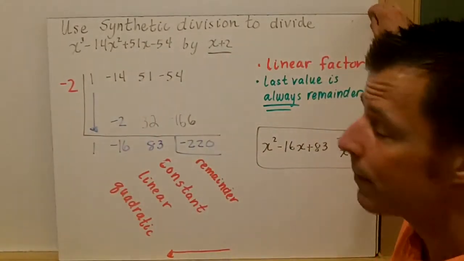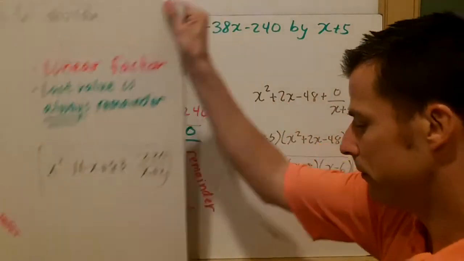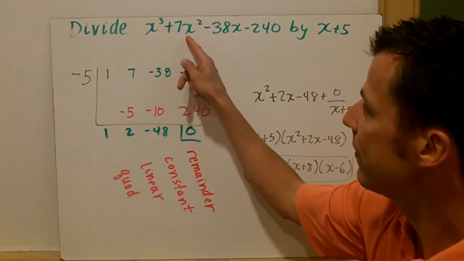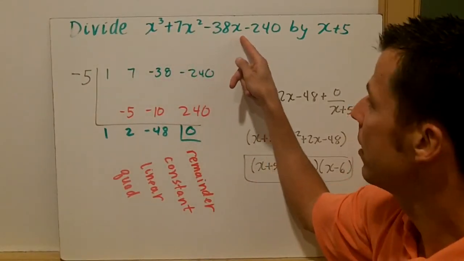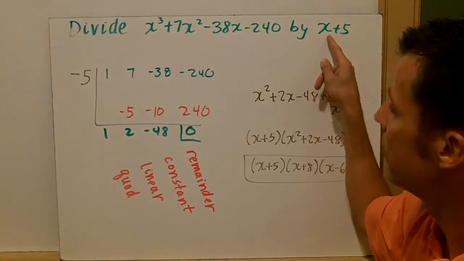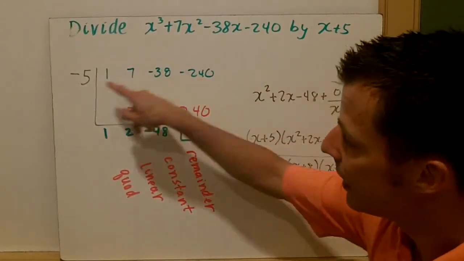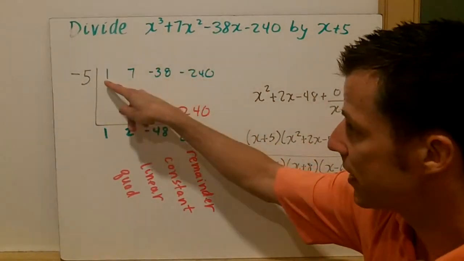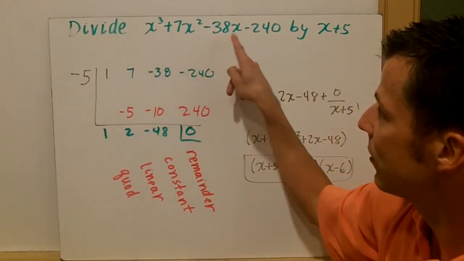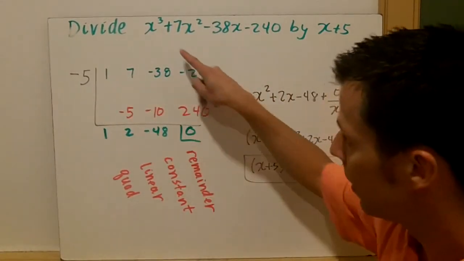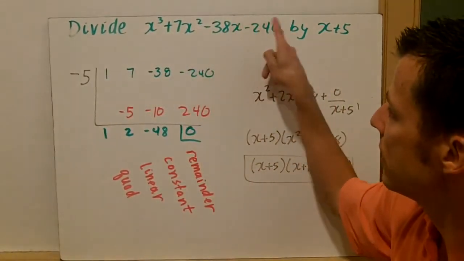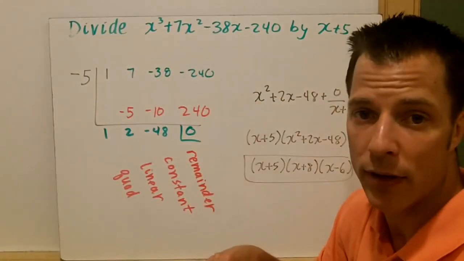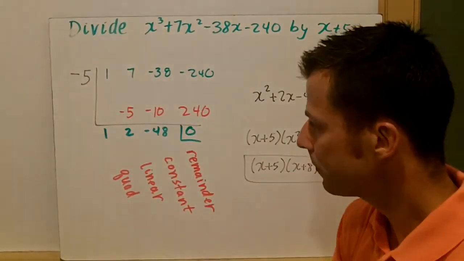So let's look at one more example. Let's divide x cubed plus 7x squared minus 38x minus 240 by x plus 5. So if this is my factor, negative 5 is my divisor. All my coefficients go inside. 1, 7, negative 38, negative 240. All here. 3, 2, 1, 0. I go in order from highest to smallest power. Don't skip a power, so I don't have to put any zeros in it.